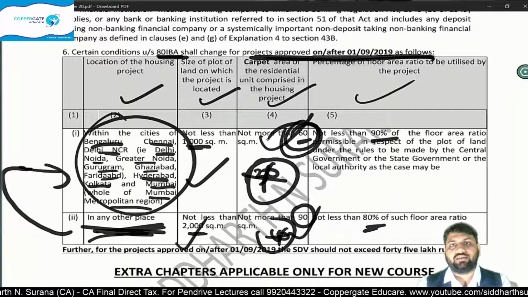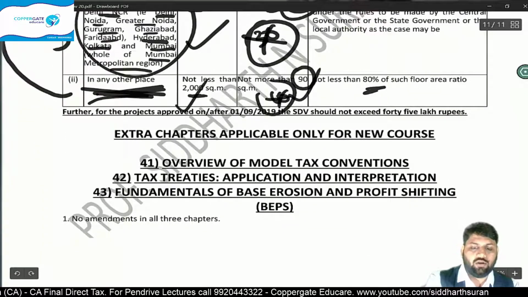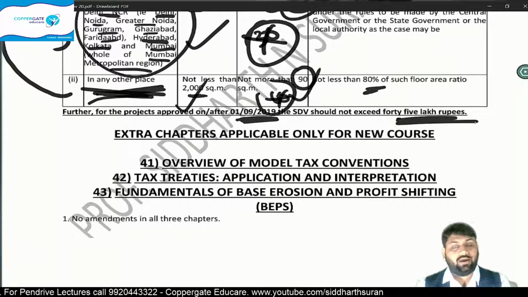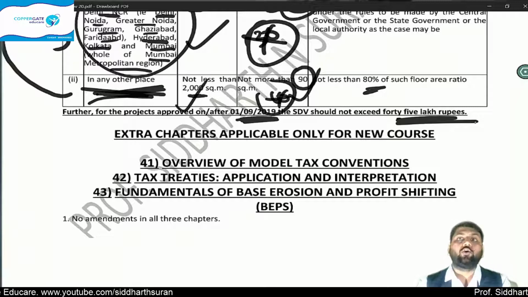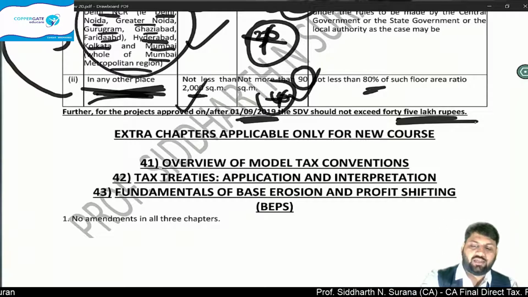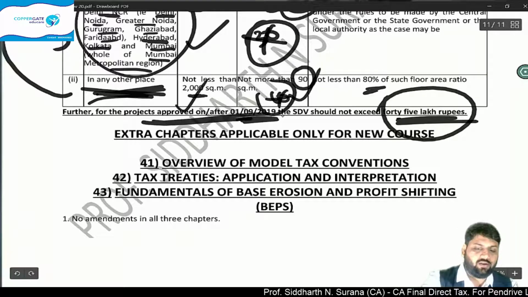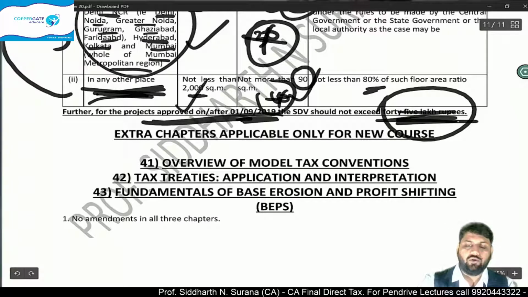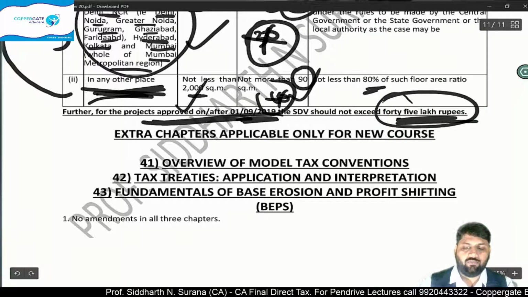30 and 60 is increasing to 60 and 90, and on or after 1st September 19, the stamp duty value of the house should be maximum 45 lakh. The whole idea behind this section 80 IBA was that developers should construct small size houses at lower value so that people belonging to low income category can buy the houses. That was the whole idea behind creating section 80 IBA, and this idea is now being reflected: the stamp duty value of the house for projects approved on or after 1st September 19 should not be more than 45 lakh rupees.